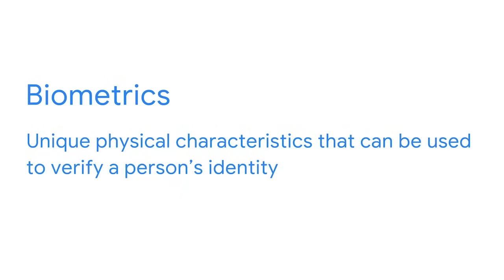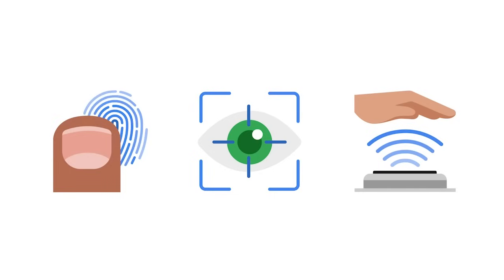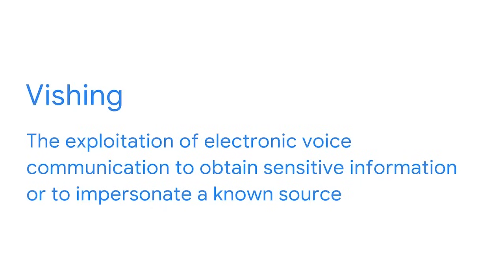Biometrics are unique physical characteristics that can be used to verify a person's identity. Examples of biometrics are a fingerprint, an eye scan, or a palm scan. One example of a social engineering attack that can exploit biometrics is vishing. Vishing is the exploitation of electronic voice communication to obtain sensitive information or to impersonate a known source. For example, vishing could be used to impersonate a person's voice to steal their identity and then commit a crime.